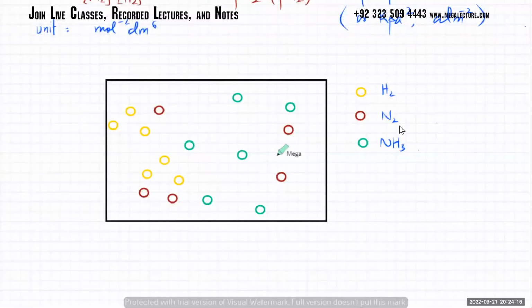Now, how do you calculate pressure? Concentration was easy. If they told us that it's a 1 dm cube container, I can calculate the concentration. I can just find out the moles of NH3 and divide by the volume. I can find the moles of N2 and divide by the volume. I can find the moles of H2 and divide by the volume. How do you calculate pressure?